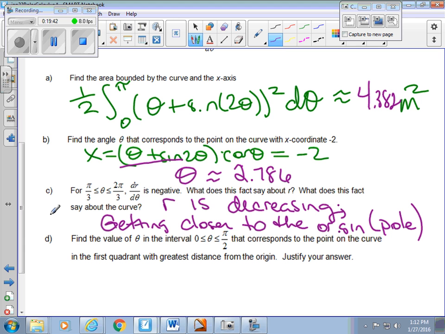Find the value of theta in the interval 0 to pi over 2 that corresponds to the point on the curve in the first quadrant with the greatest distance from the origin. My opinion, they did part C just to help you do part D, just to get you thinking about what we're even talking about with greatest distance from the origin. We are going from 0 to pi over 2. That does make a closed interval, so we're doing an absolute maximum is really the question. What is the absolute maximum of r on the interval 0 to pi over 2? Right?